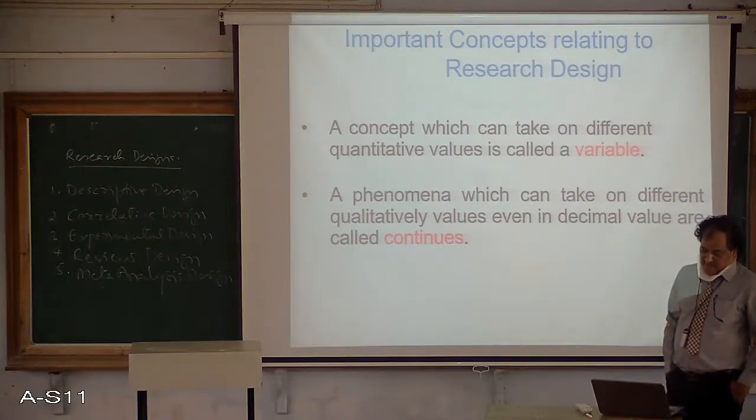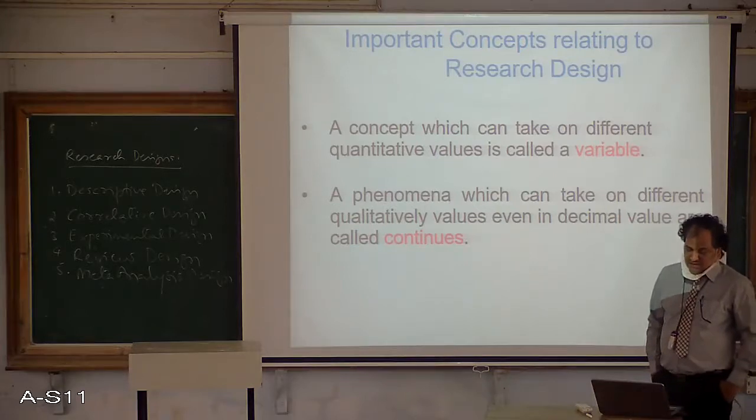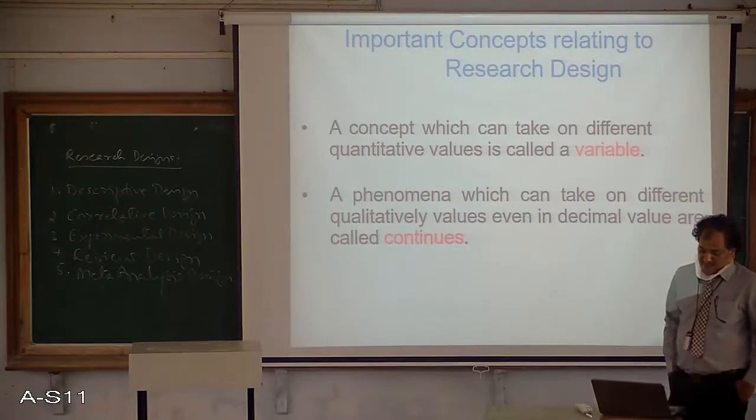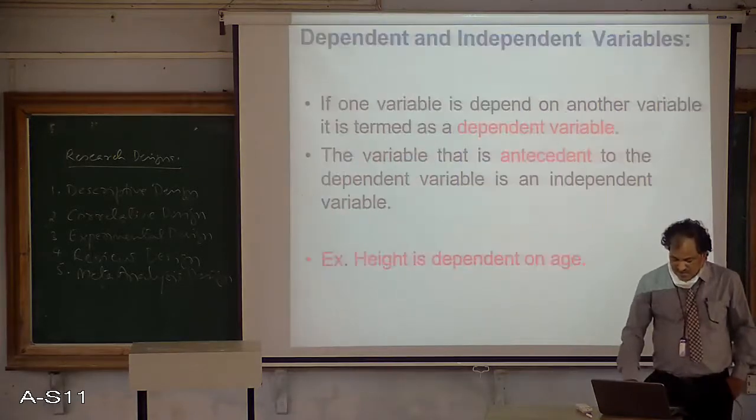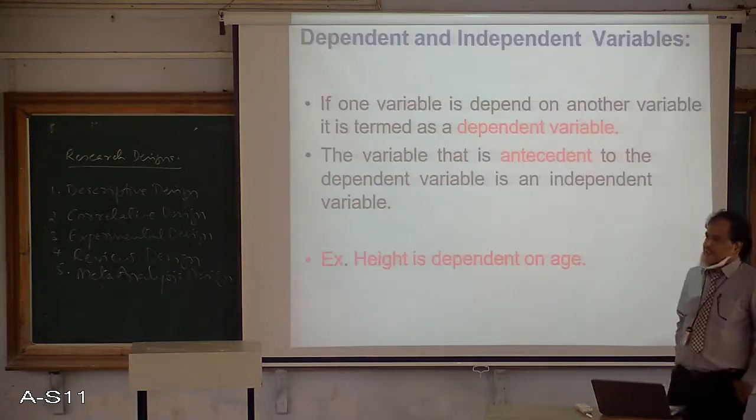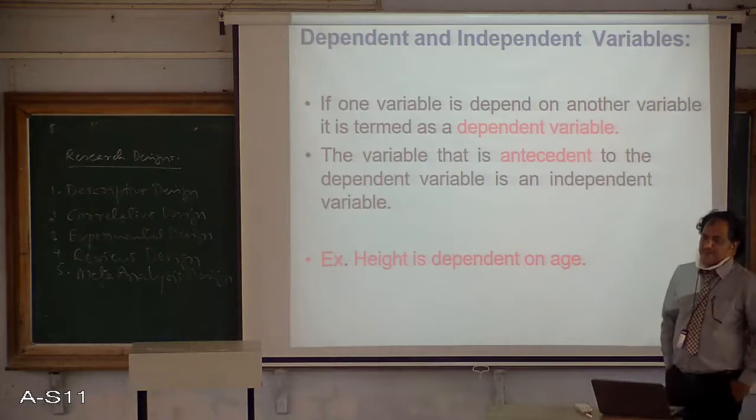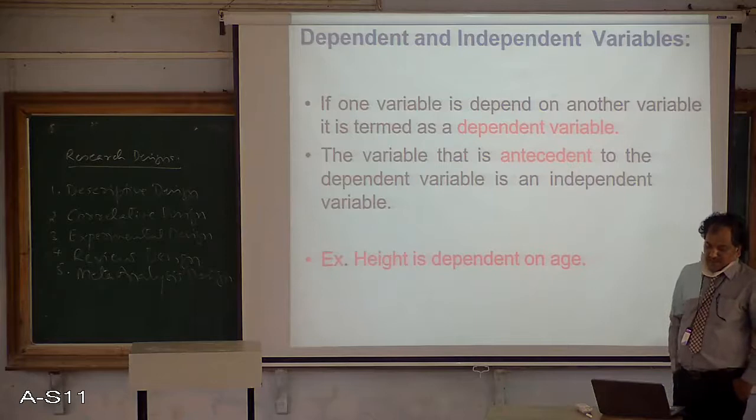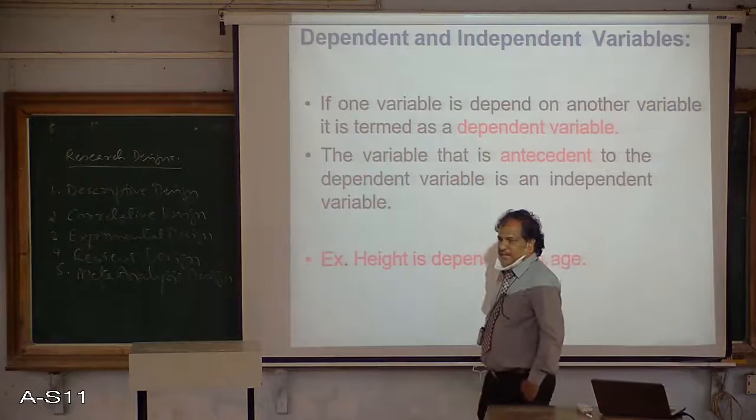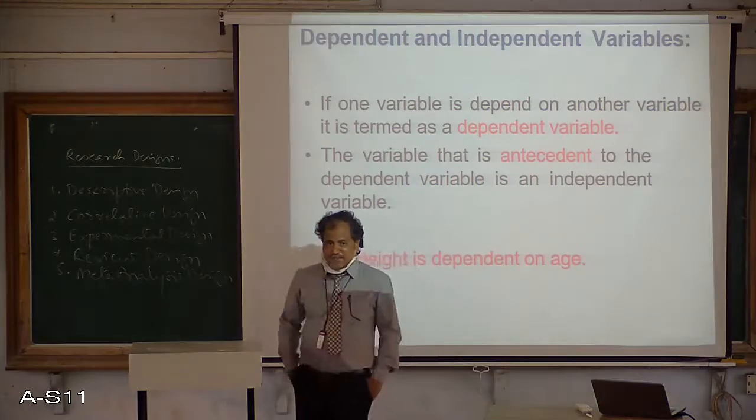And the second important concept is continuous. That is, a phenomenon which can take on different values, even decimal values, is called continuous. So variables and continuous are the two concepts. After that, for every design we come across two types of variables, that is dependent and independent variables. If one variable is dependent on another variable, that type of variable is called a dependent variable.